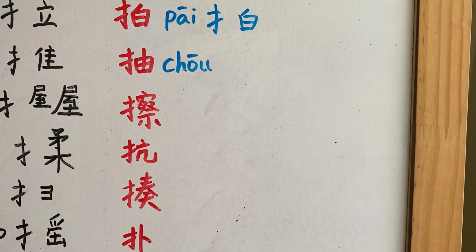Next one, 抽, Chinese 拼音 抽. 抽 means to pick or to slap on somebody's face. 抽, right? 抽巴掌 or 抽耳光, use your hand to give a slap. And 抽奖 to pick a lottery. 奖 lottery. 抽奖, right?